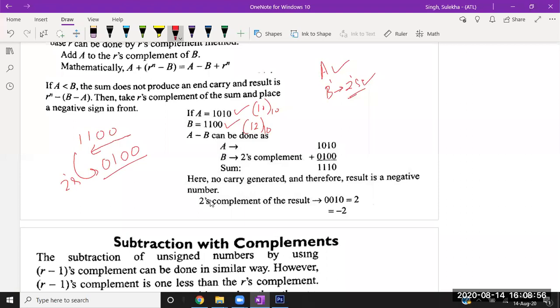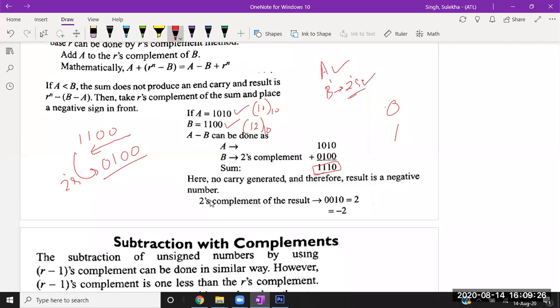Just add them. So 0 plus 0 is 0, no carry. 1 plus 0 is 1, no carry. 0 plus 1 is 1, no carry. 1 plus 0 is 1, no carry. So your final summation, by adding these things you are getting this one.